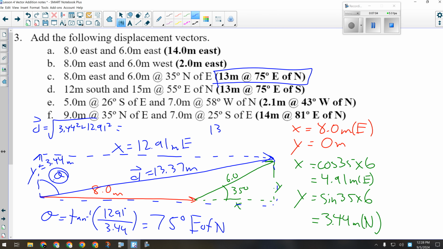All right? Okay, I want you guys to try F right now. So this is in the workbook. If you're having trouble reading it up here, it's also in the workbook. It's the vector addition sheet. So do F there, guys.